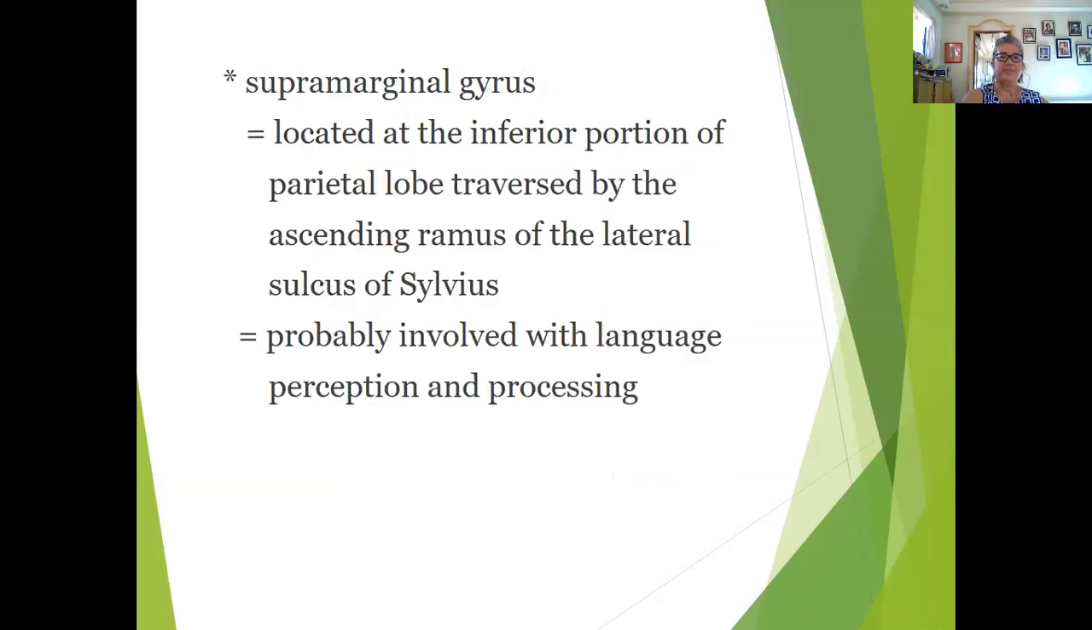Then you have the supramarginal gyrus, which is located at the inferior portion of the parietal lobe, traversed by the ascending ramus of the lateral sulcus of Sylvius, probably involved with language perception and processing.